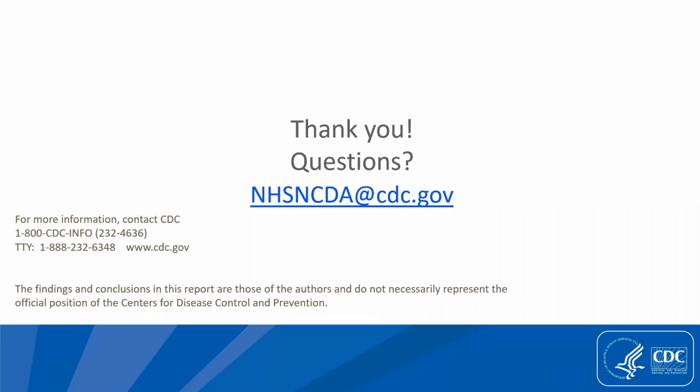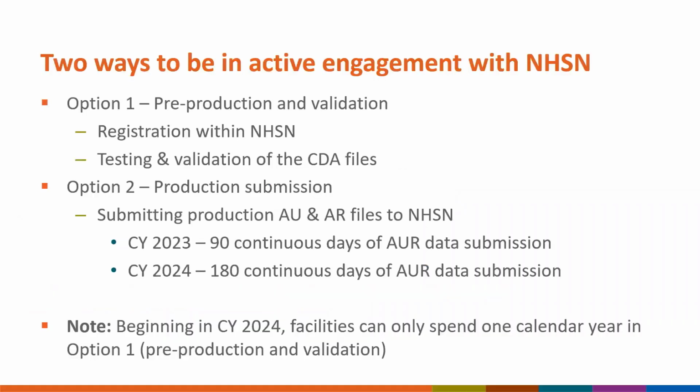All right, let me move to the slide Jamie's question references for the PI program. Jamie's question was, how long can facilities be in option one before they need to move to option two, and what are the deadlines for both? Great question. As noted on the bottom of this slide, facilities starting next year, when the requirement kicks in, can only spend 1 year in option one before they have to move to option two.